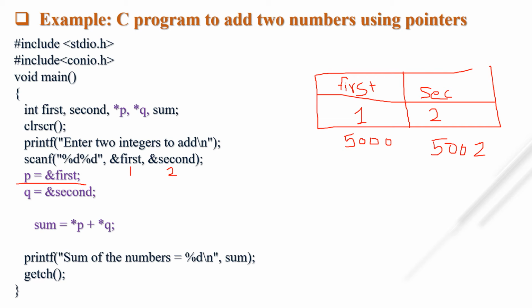Okay, now what is p? P is a pointer. It will store the address of another variable, as we know. So p equal to &first. So what is the value of p? P equal to 5000.